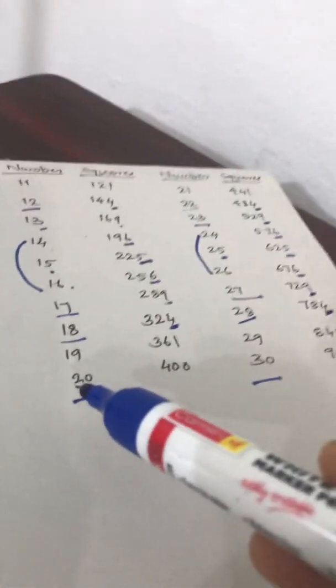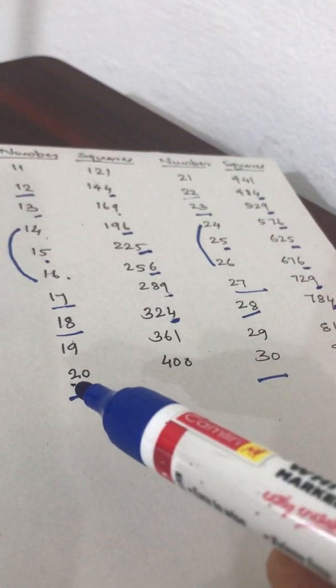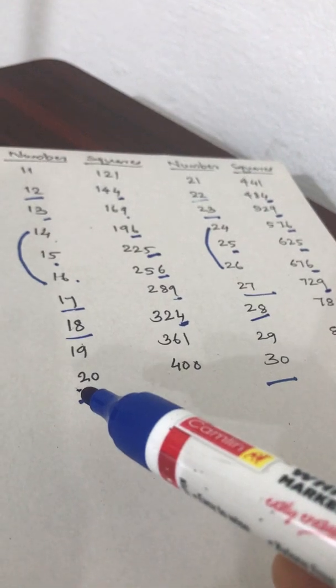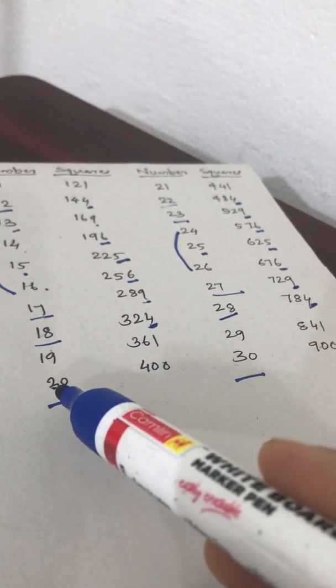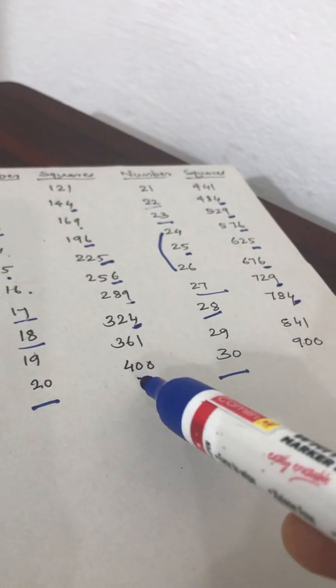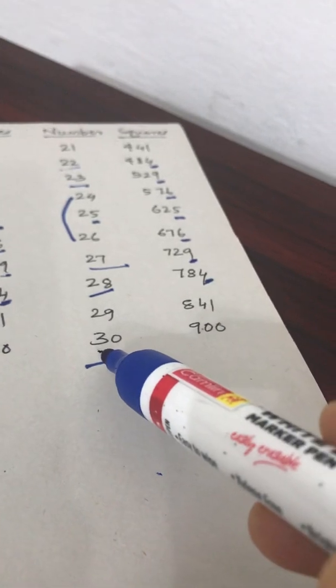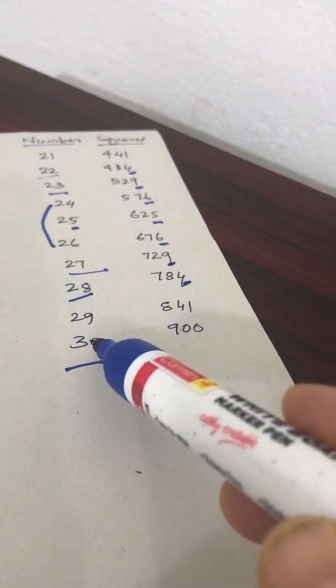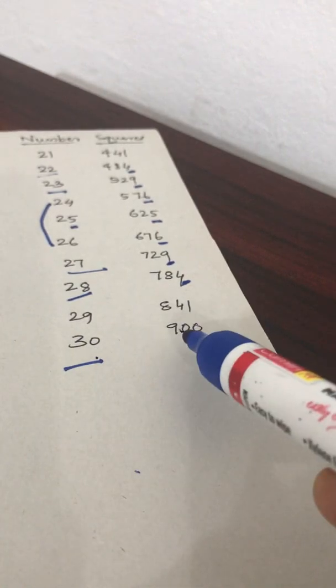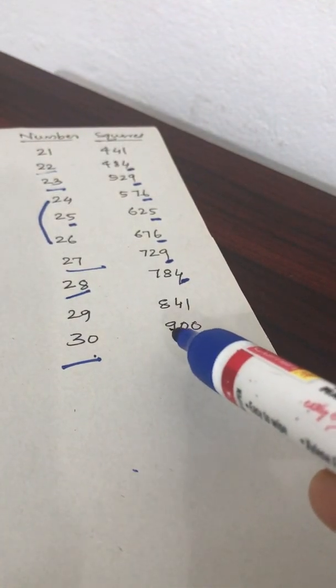Now 20. For 20, first we find out the square of 2. It is 4, that we know. Then here there is 1 zero, so in its square number there will be 2 zeros. Just like 30. The square of 3, that we know is 9. Then here 1 zero, there will be 2 zeros in the square.